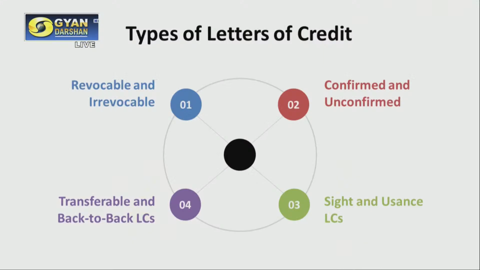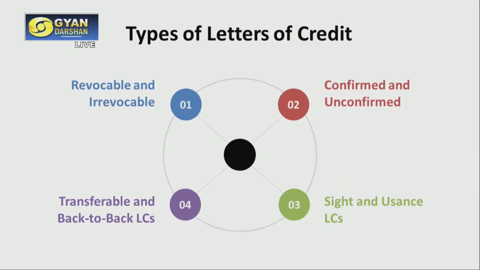Number two is confirmed or unconfirmed letter of credit. So what is the confirmed letter of credit? In the case of a confirmed letter of credit, a second bank, usually in the case of export and import, guarantees to the LC issuing bank. Confirmed means a second bank also confirms, it gives the guarantee that the payment will be done on time. Whereas in the case of unconfirmed letter of credit, there is no such guarantee from the second bank.